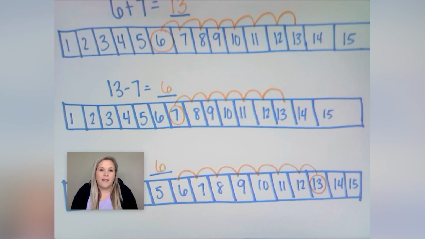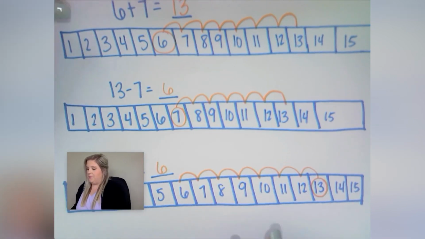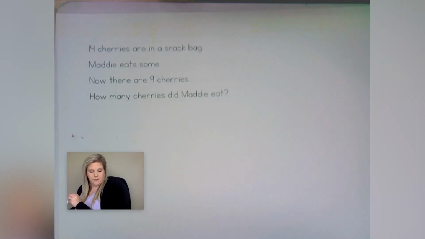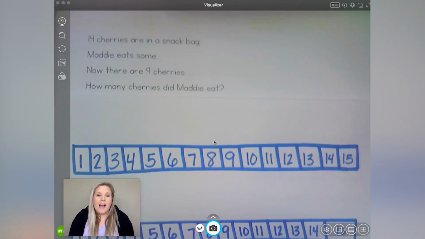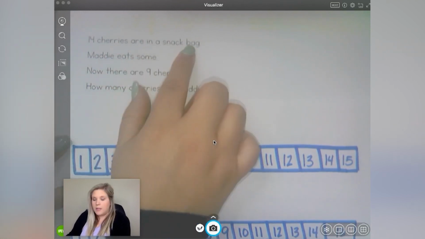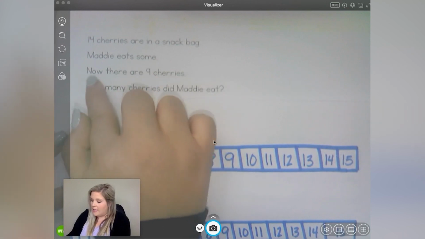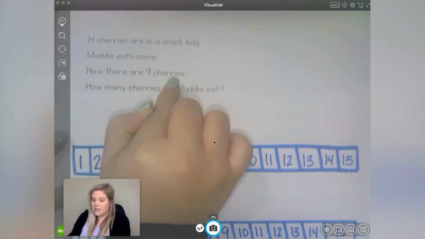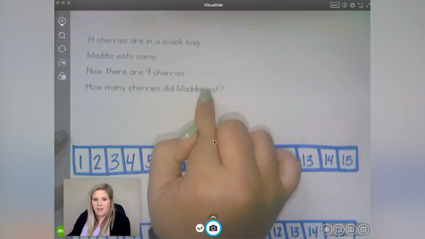We are ready for our next problem. This time, you are going to be using your number path and that pencil that we prepared earlier in our lesson. So go ahead and grab out your number path and get ready to solve this problem. I'm going to read this problem, and I would love for you to read along with me. 14 cherries are in a snack bag. Maddie eats some. Now there are 9 cherries. How many cherries did Maddie eat?